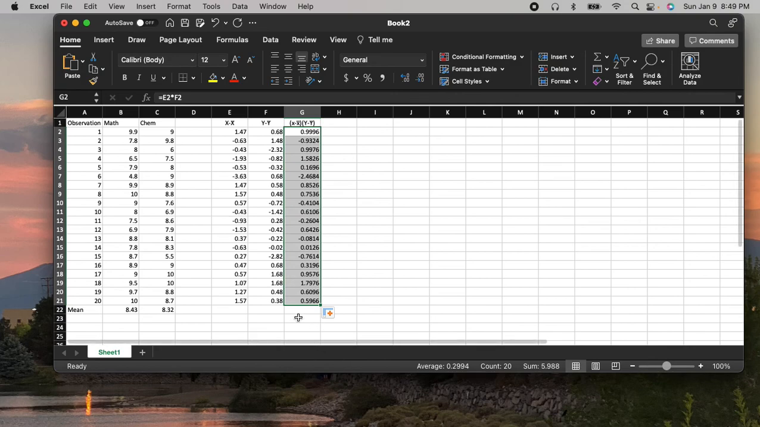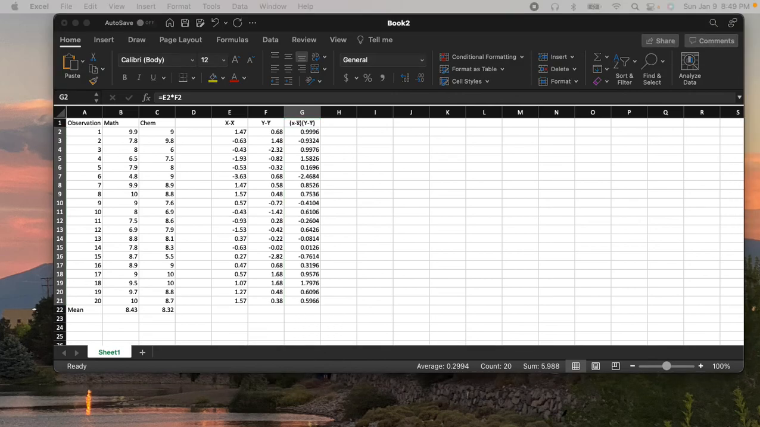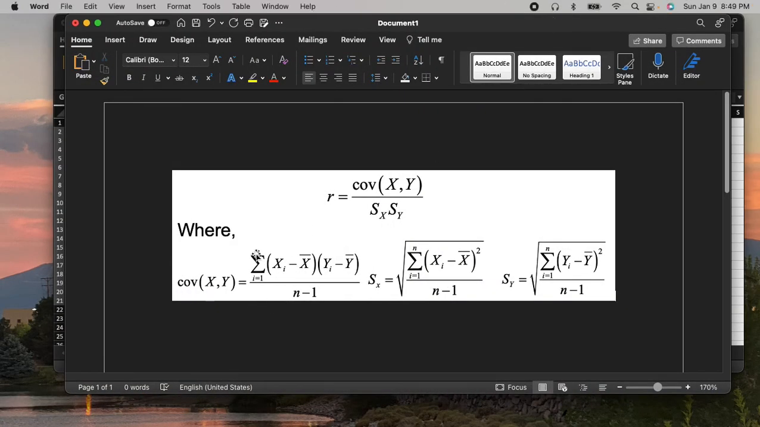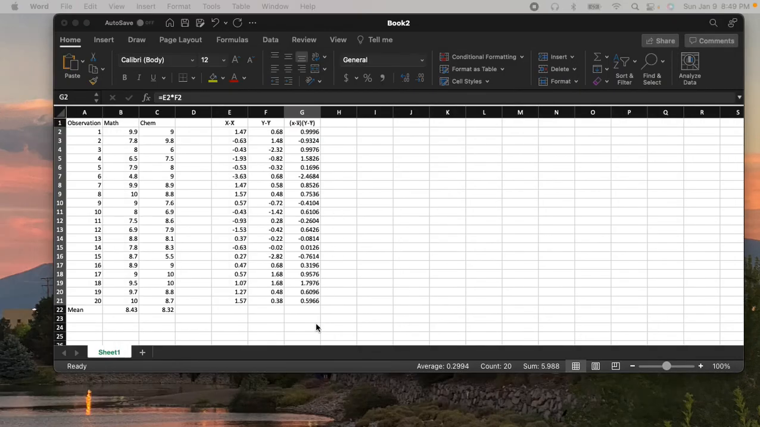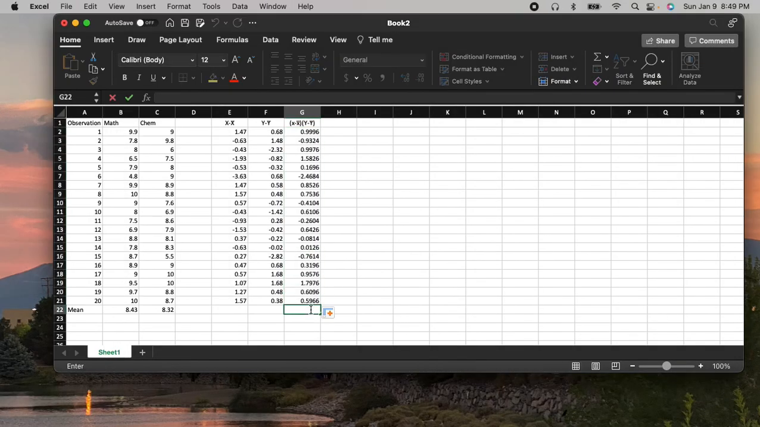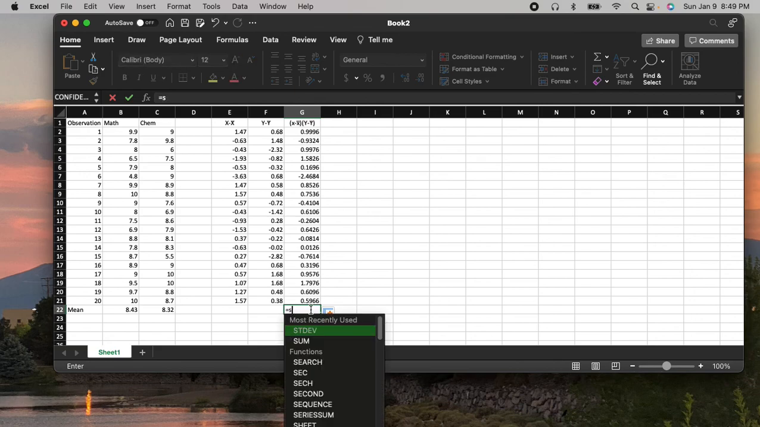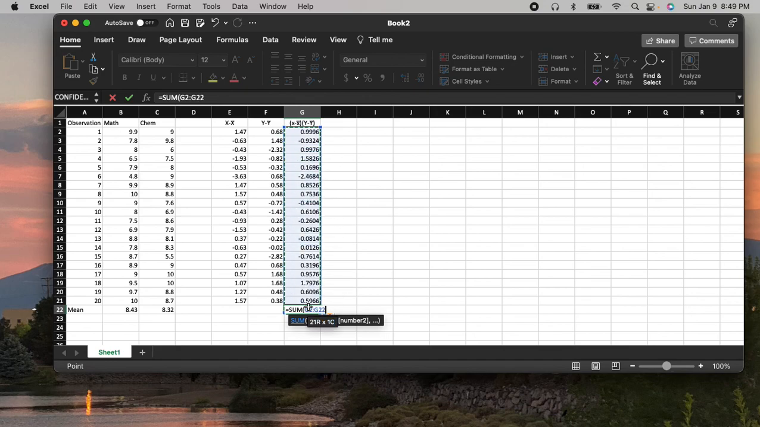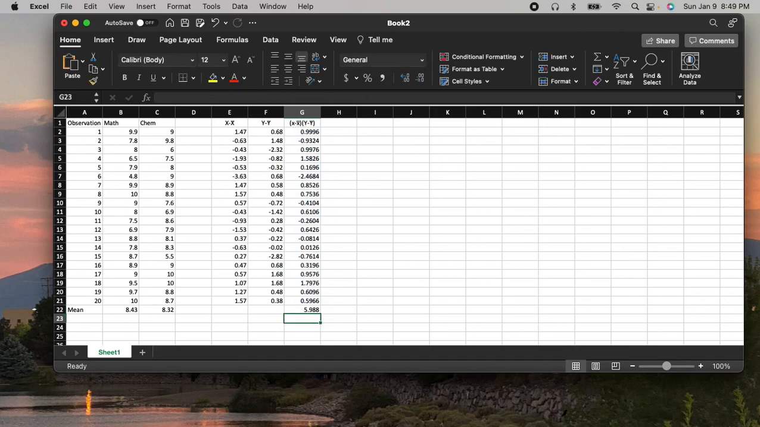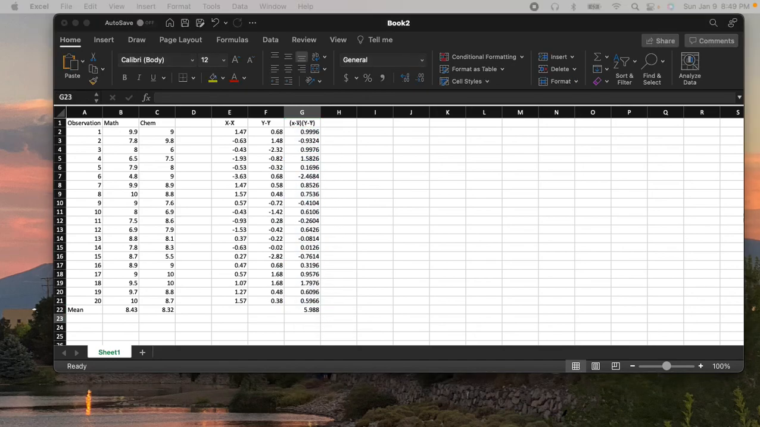So now I need to do the sum. Here's my formula again. So I need the sum of x minus x bar times y minus y bar. In this case, I'm just going to go in here and type equals sum. Okay, and I'm just going to grab my data here. And my sum is 5.988. Okay.